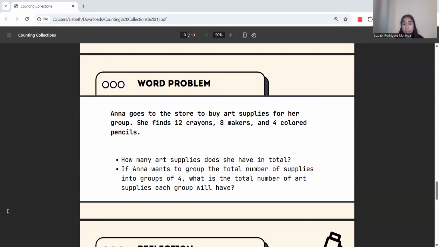So we want to find how many art supplies she has in total, and if Anna wants to group the total number of supplies into groups of 4, what is the total number of art supplies each group will have? So I want you guys to read the question carefully again, look at important key terms, and see what strategy might fit best.